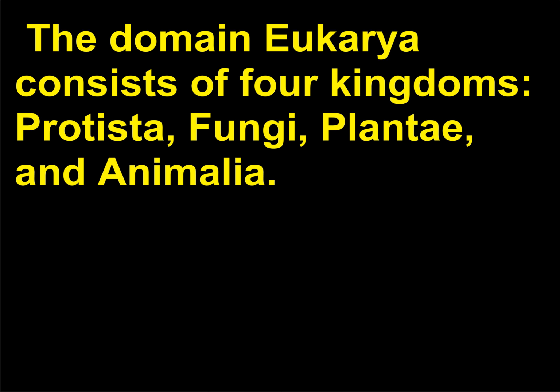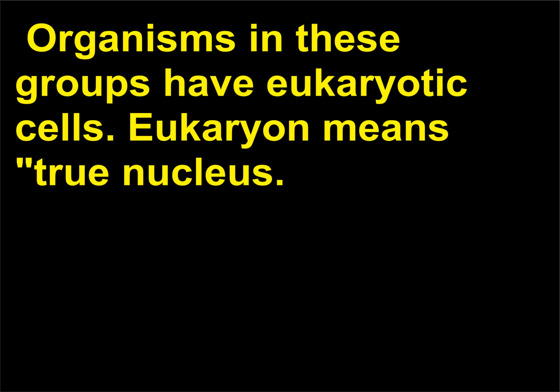The domain eukarya consists of four kingdoms: protista, fungi, plantae, and animalia. Organisms in these groups have eukaryotic cells. Eukaryon means true nucleus.